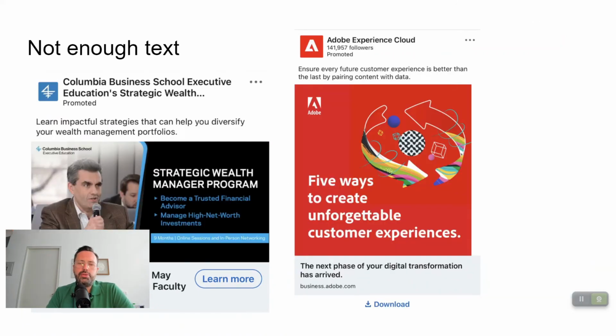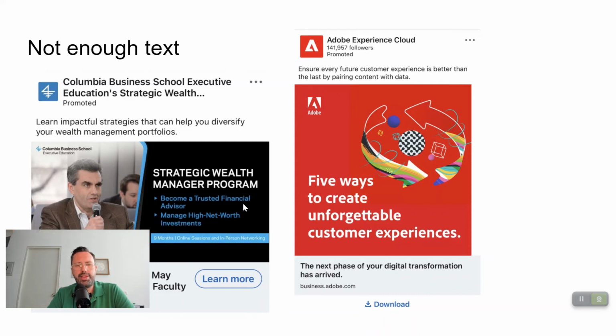Here are 2 ads that I don't think are bad. I love how the images have a lot of text and provide a lot of information. So, 5 ways to create unforgettable customer experience is great. We're going to do this sort of mid-funnel, upper funnel thing that positions Adobe as a leader in excellent customer experiences. We have this ad from Columbia Business School promoting their strategic manager program.